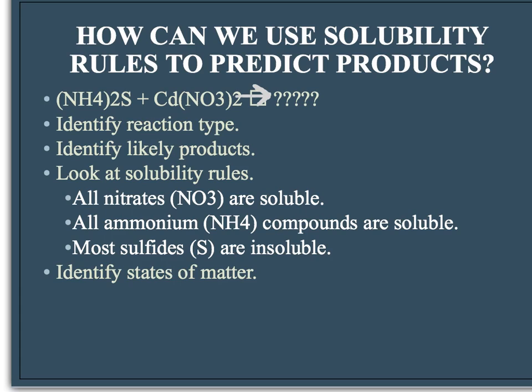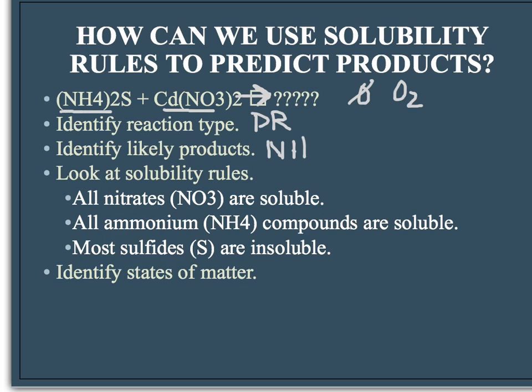So the first thing we need to do is identify our reaction type. In this case, we're dealing with a double replacement reaction, right? We have a compound plus a compound. That leads us to the conclusion that it is most likely a double replacement. There's no oxygen present, so it's not a combustion reaction. It can't be synthesis or decomposition or single replacement. So we're left with double replacement. Then we need to identify the likely products.